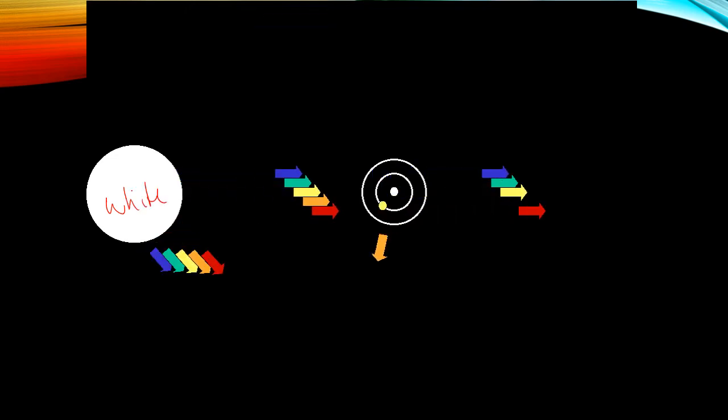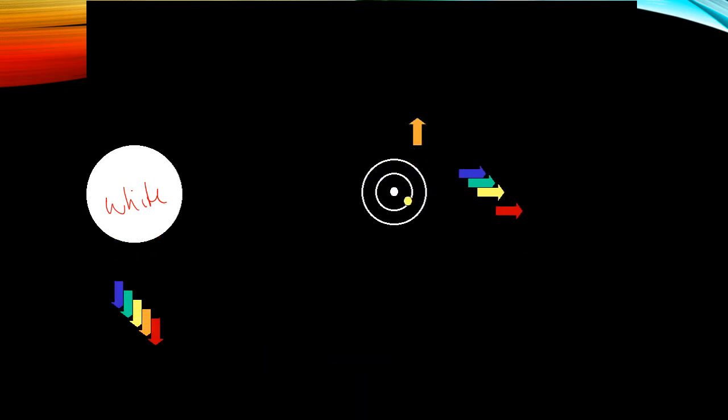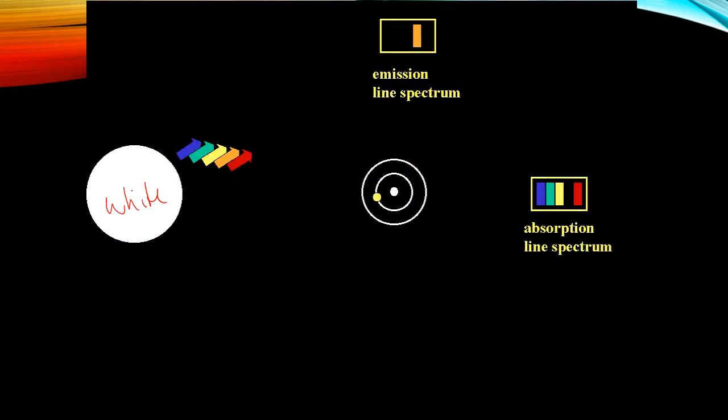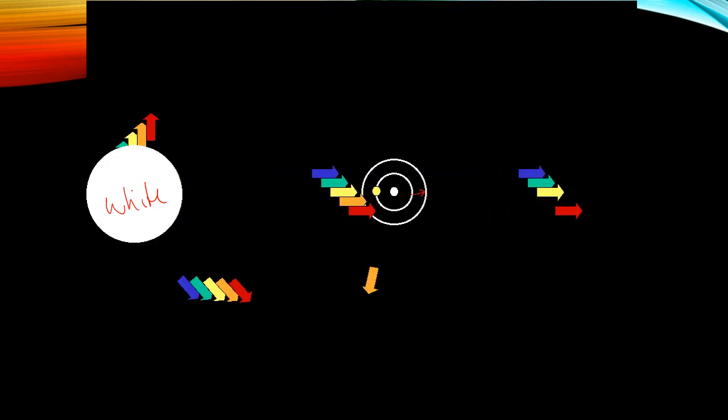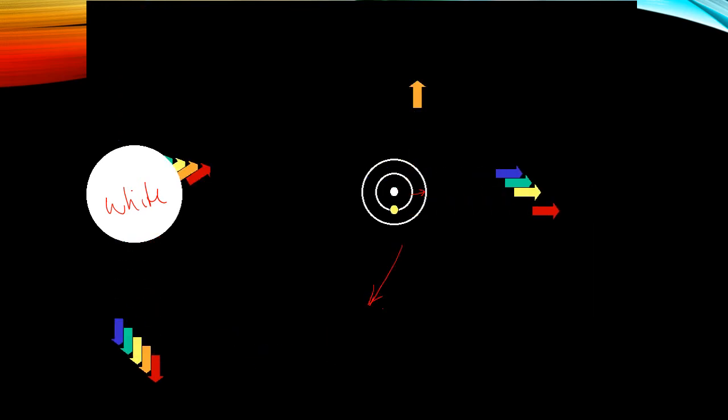Take a look at this animation. This is white light, and white light contains all of the colors of the spectrum. As white light goes in, you can see that the electron gets excited from one energy level up to the other. That's the first thing I want you to notice. The energy comes in, the electron gets excited up to an energy level, and then when it falls back down, watch this guy come back down.